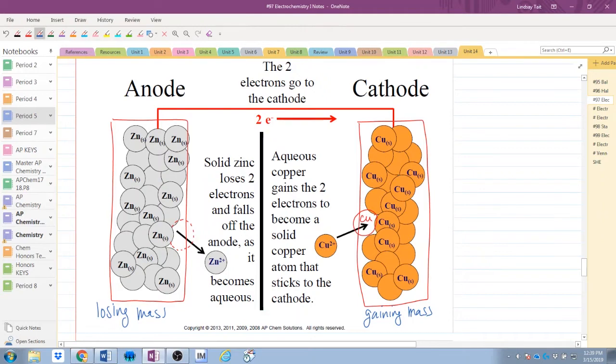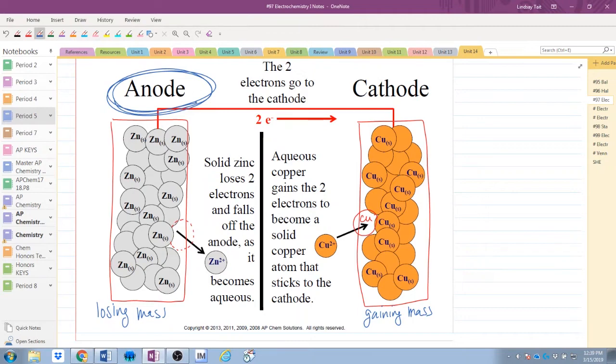Next thing, what happens if your electrode is platinum? Let's say I had a platinum anode. What would happen to its mass? It's going to stay the same. It's neither a reactant nor a product in the redox reaction. All it is is a surface through which electrons can transfer.